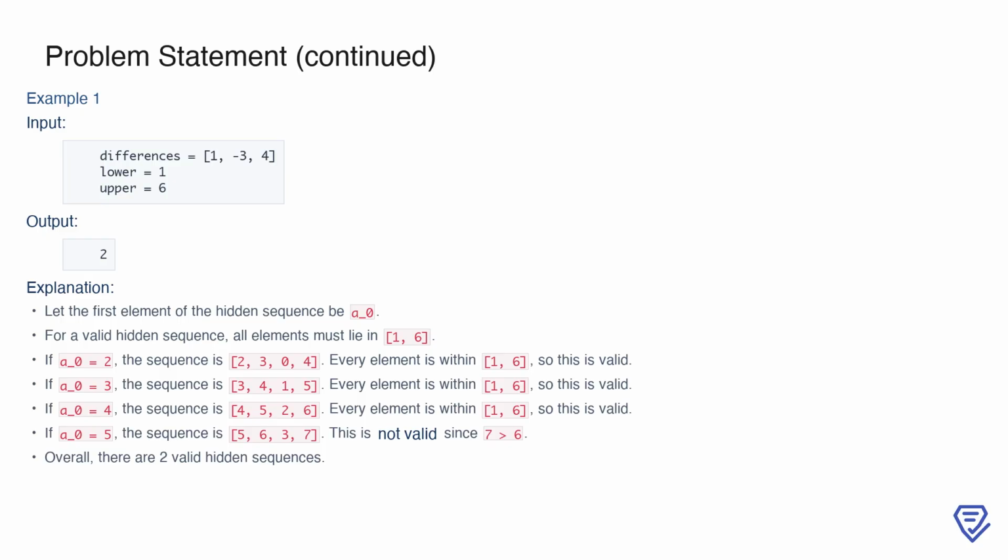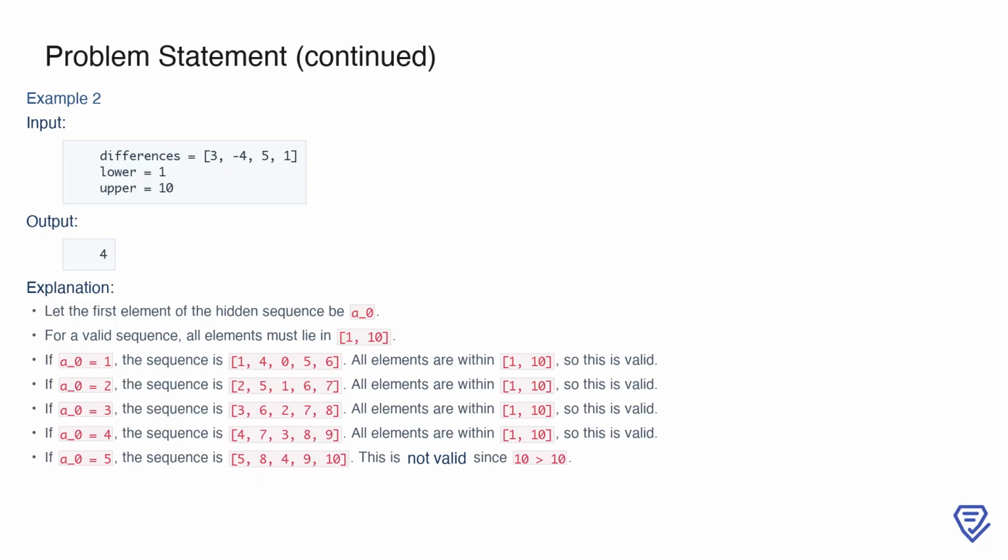Similarly, if hidden[0] equals 3, the sequence becomes 3, 4, 1, 5, which is also valid. However, if we pick hidden[0] equals 5, the sequence becomes 5, 6, 3, 7, which is not valid because 7 exceeds the upper bound of 6. After trying all possible starting points, we find that only 2 valid sequences can be formed.